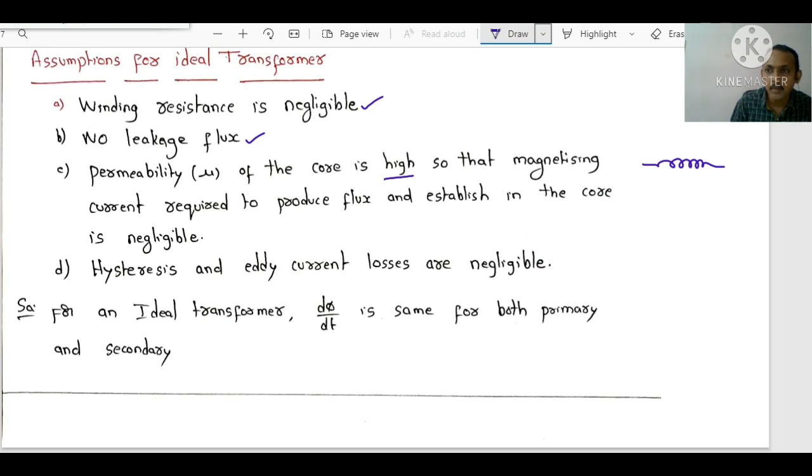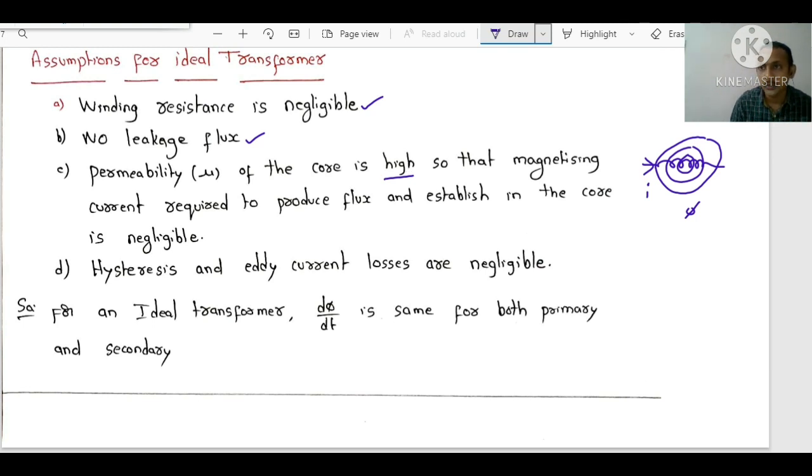The permeability of the core means this coil will be wound on a material, and that material will have its own permeability. Depending upon the permeability of the core and how much current is flowing, the flux will be established around the coil. If permeability is very high, for a small amount of current we can get the same amount of flux. Like that you have to understand.